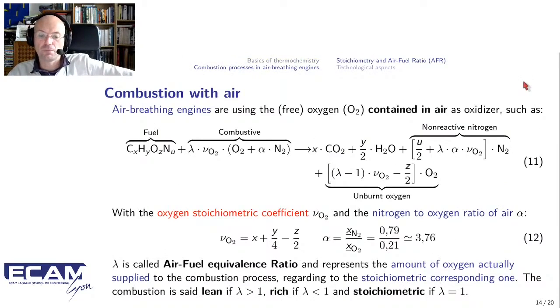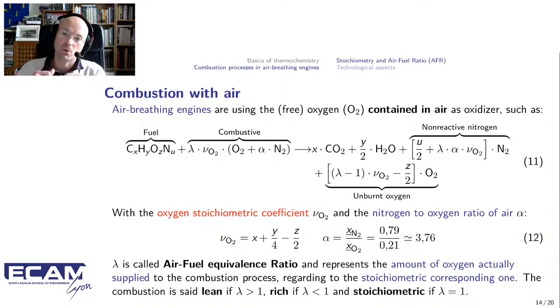Okay, so now the practical aspect of combustion processes, because all I explained was a simplified combustion process with a fuel, a combustive, stoichiometric combustion. It doesn't work this way in practical combustion processes. The first reason is that it's not really possible to have oxygen absorbed in the combustion process without nitrogen. Take a look at equation 11.